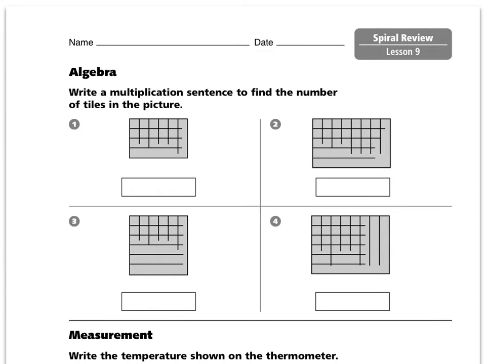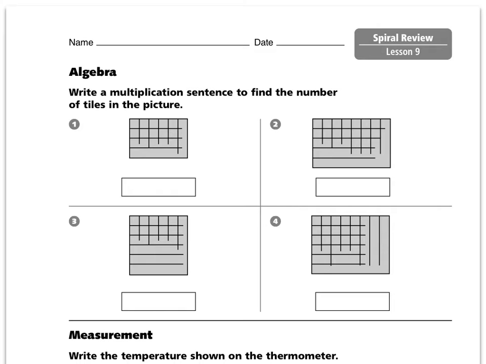Let's look at Chapter 3, Lesson 9, Review. The algebra section is what we're going to do first. Write a multiplication sentence to find the number of tiles in the picture. Now remember, when you're writing number sentences or multiplication sentences, you're going to have an answer. So let's look at the arrays to figure it out.